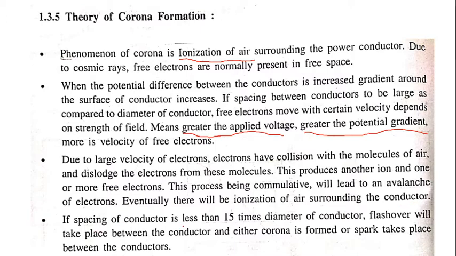If the spacing of the conductors is less than 15 times the diameter of the conductor, flashover will take place between the conductors, and either corona is formed or a spark takes place between these conductors. So whenever we are separating our conductors, we need to ensure that the conductor spacing is greater than 15 times the diameter of the conductor. If it is less than 15 times the diameter, flashover may take place between these two conductors, or corona loss is also going to be produced, or a spark takes place between these two conductors. So this term is a must-remember term for all the students.